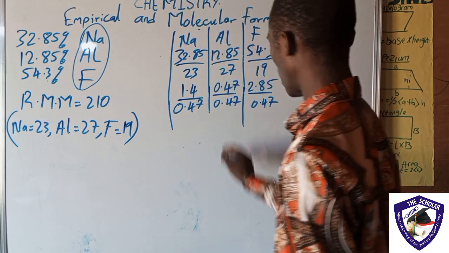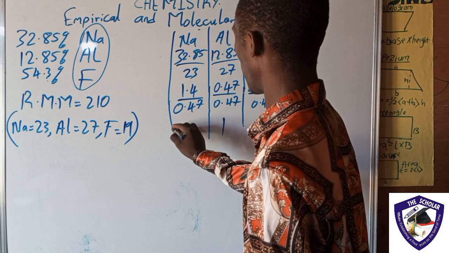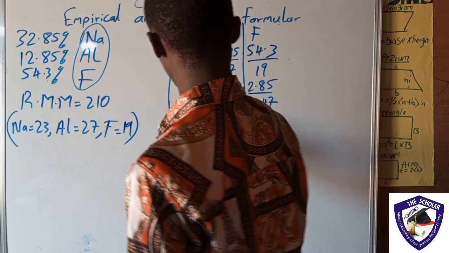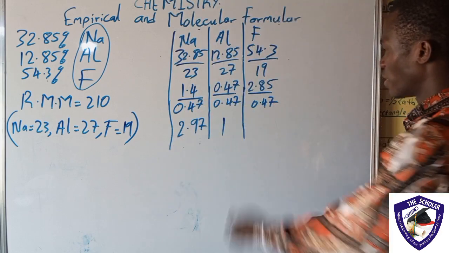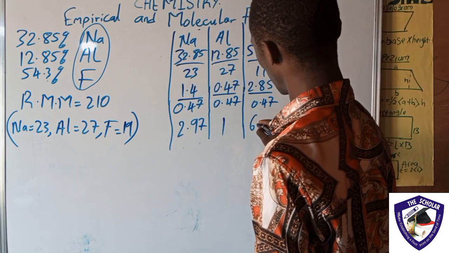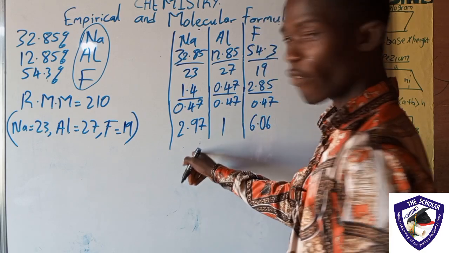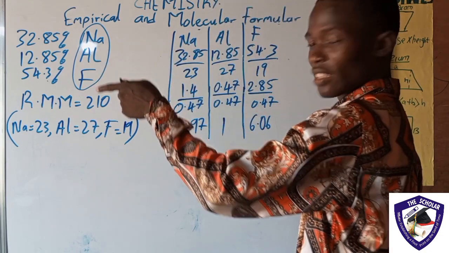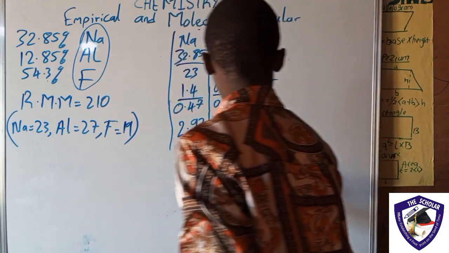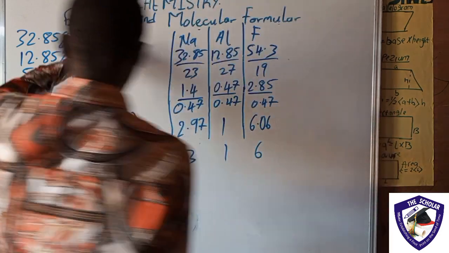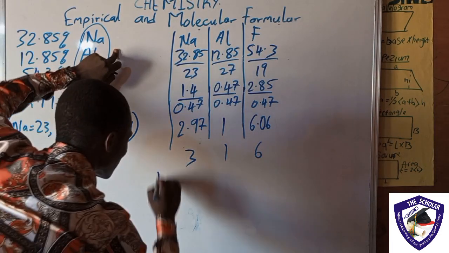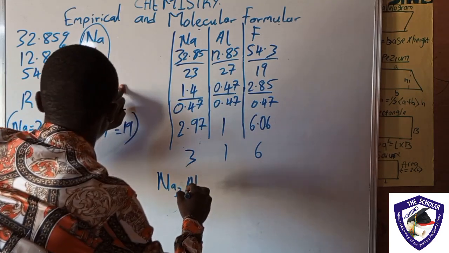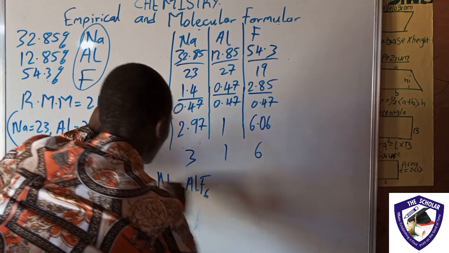So here we have 1.4 divided by 0.47, which is 2.97. 2.85 divided by 0.47 is 6.06. So from here we can approximate. 2.97 we approximate to the nearest whole number, that is 3, 1, and 6. So our compound has sodium 3, aluminium 1, and fluorine 6.